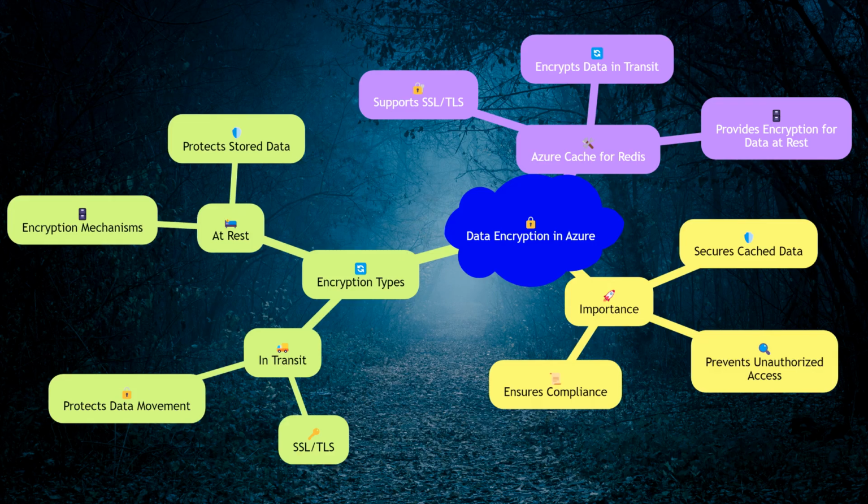Data encryption is essential for securing cached data. In Azure, data can be encrypted both at rest and in transit. Azure Cache for Redis supports SSL/TLS for encrypting data in transit, ensuring that data is protected as it moves between the application and the cache. For data at rest, Azure provides encryption mechanisms to protect the data stored in the cache. Implementing encryption helps protect sensitive information from unauthorized access and ensures compliance with security standards and regulations.